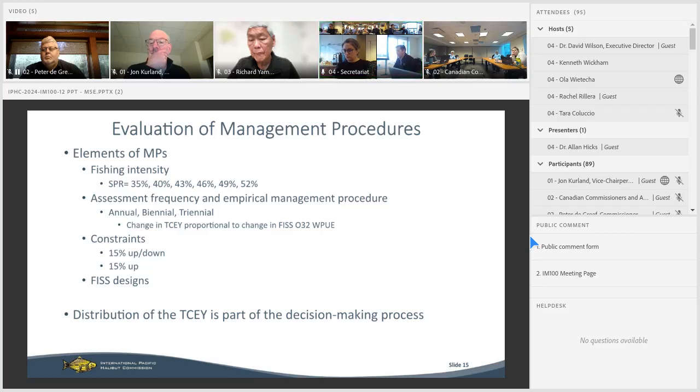The distribution of the TCY is part of the decision-making process. That's been decided by the commission and noted by the SRB as well. And therefore, that's not a management procedure that we're actually evaluating. Instead, it's part of the uncertainty in the simulations of the MSE. So you will not see any results related to different ways to distribute the stock or the TCY among the regulatory areas.